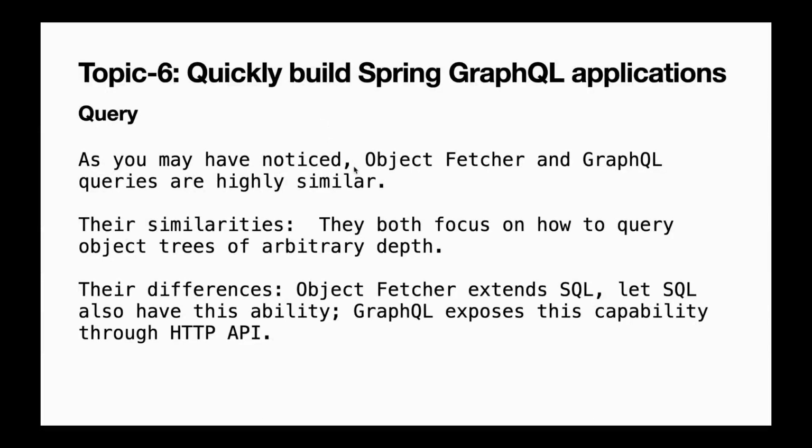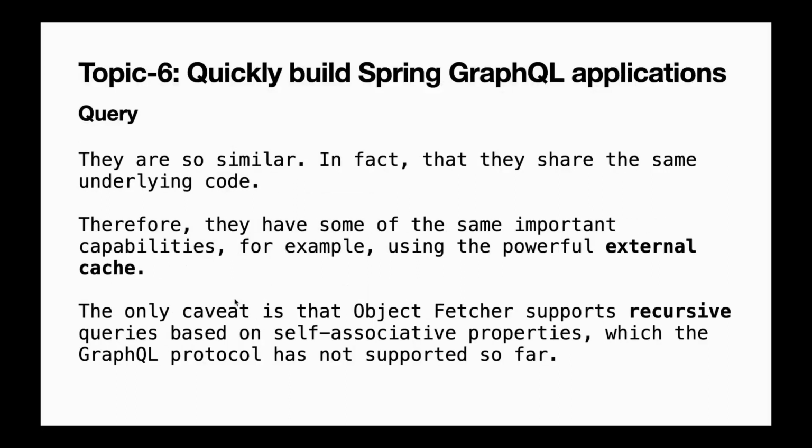As you may have noticed, Object Fetcher and GraphQL queries are highly similar. Their similarities, they both focus on how to query object trees of arbitrary depth. Their differences, Object Fetcher extends SQL, let SQL also have this ability, GraphQL exposes this capability through HTTP API. They are so similar, in fact, that they share the same underlying code. Therefore, they have some of the same important capabilities, for example, using the powerful external cache.